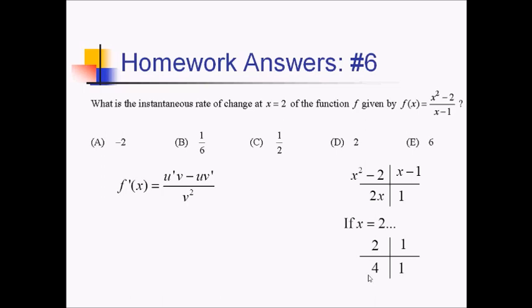Using my ribbon, I've got 4 times 1 minus 2 times 1 all over 1 squared. That's 4 minus 2, which is 2, over 1, which is still 2. Grand total of 2, choice D.